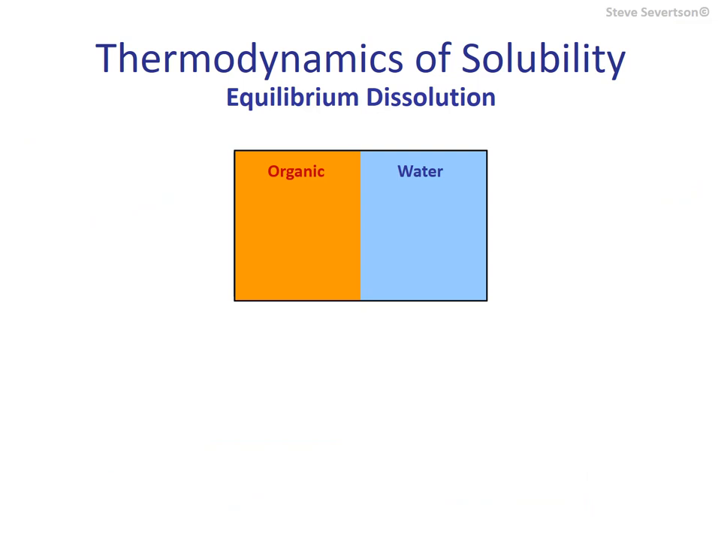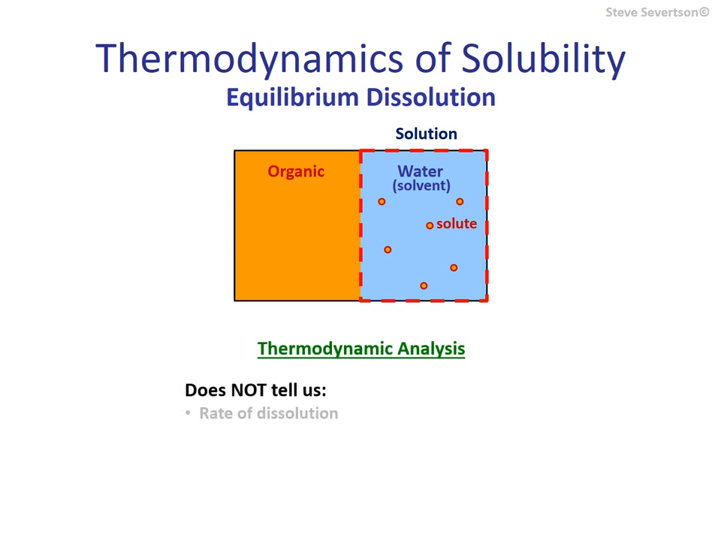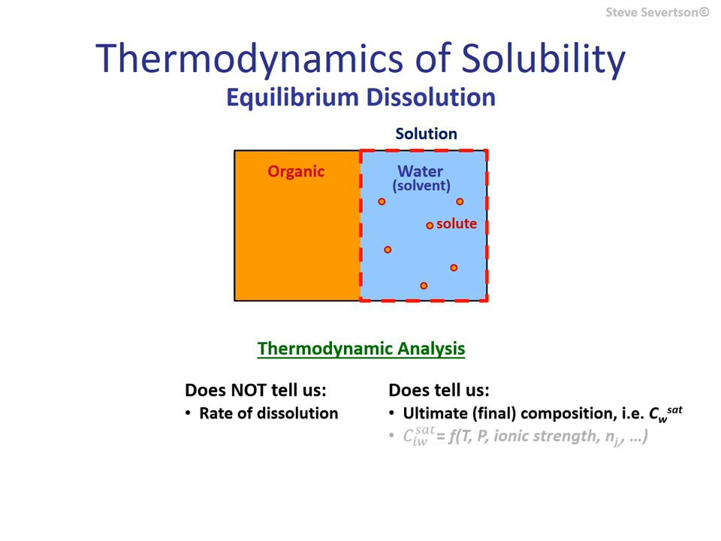Our focus this chapter is the dissolution of organic chemicals into water to form aqueous solutions. We will take a thermodynamic approach, so our interest is on the amount of organic solute dissolved in the water at equilibrium. Such a thermodynamic analysis provides no information on the rate at which dissolution occurs. But what it does provide is the saturation concentration of a solute, that is, its solubility, and how this changes with solution conditions. The rate of dissolution for organic chemicals is typically rapid, especially when compared to that of polymeric species. And for all practical purposes, we can assume that equilibrium is achieved instantaneously.